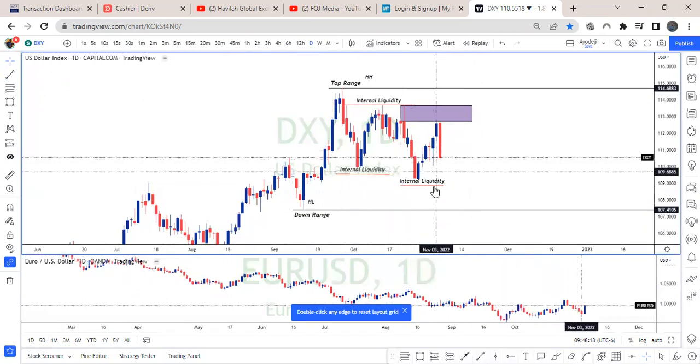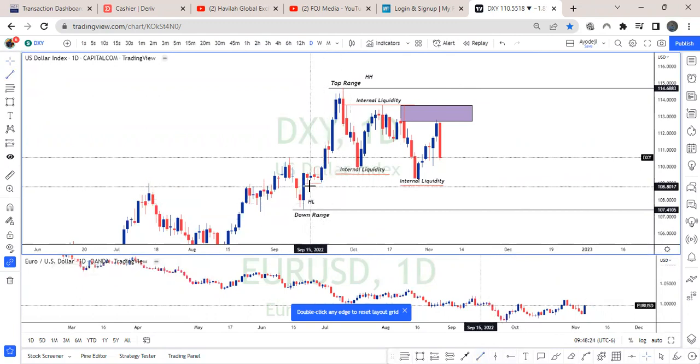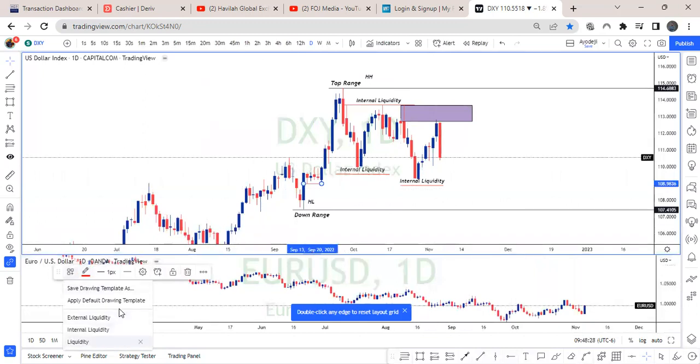And if price comes to take out this internal liquidity, and mind you, this is also an internal liquidity. Oh, dear Lord. This zone you're seeing is a liquidity zone too.